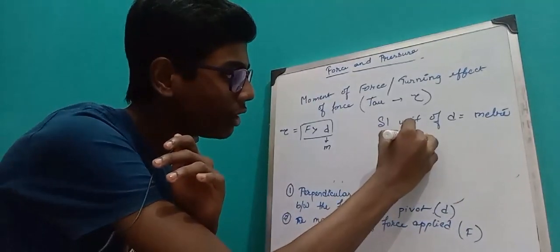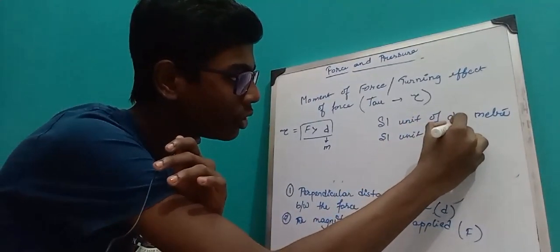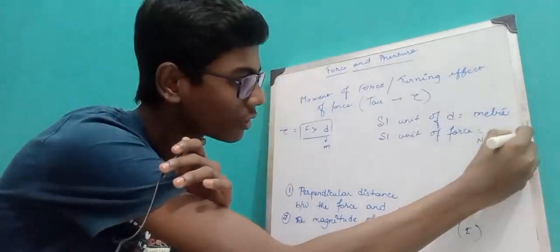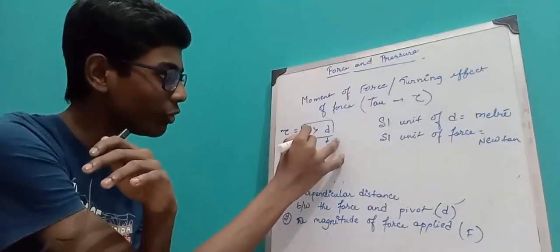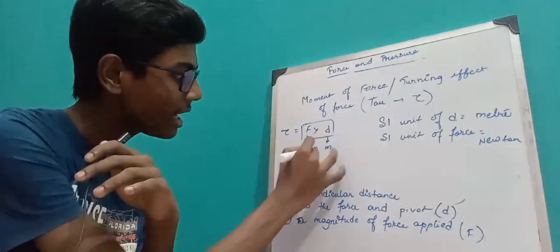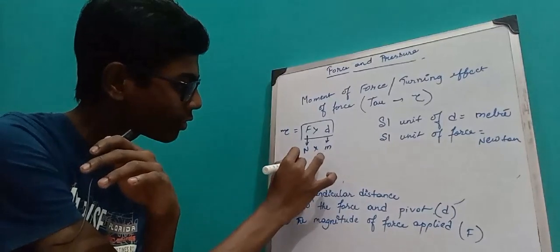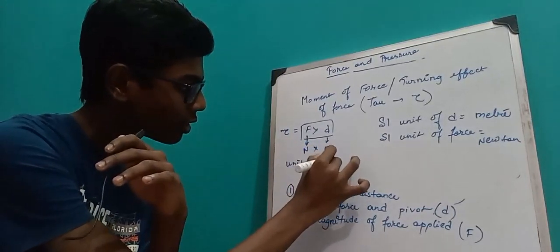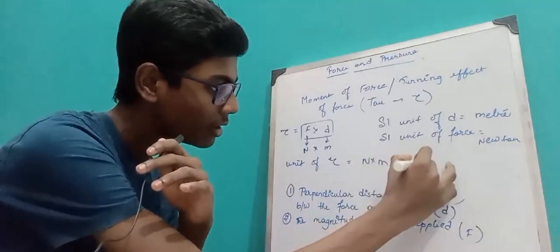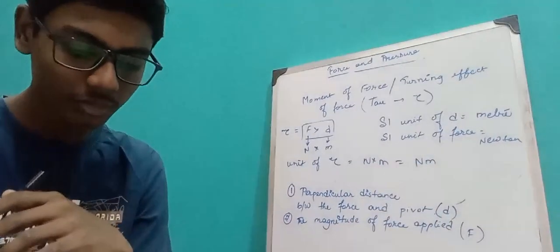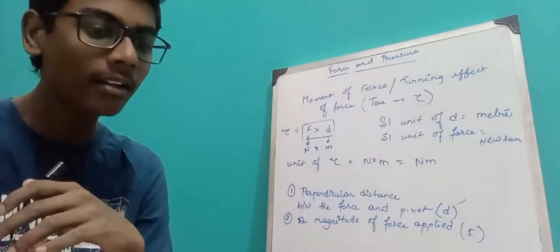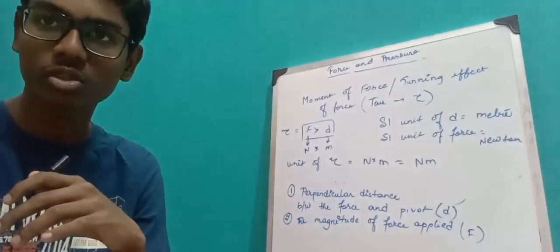And the SI unit of force is your Newton. So if the force is in N, and the distance is in M, then we can say that the unit of tau is N into M, that is equal to Nm. We can obviously say that, right? So this is the unit of moment of force.